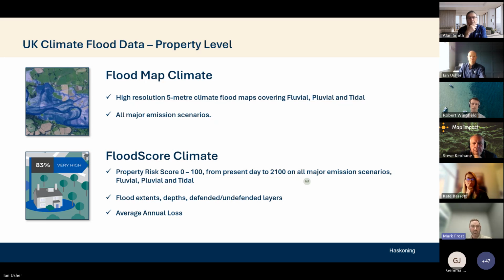All our data sets start with a map. From the map, we take the depths at a property level, and from there convert that to an average annual loss, which is then converted to a 0 to 100 risk score. And for the climate data sets, the data goes up to 2100.